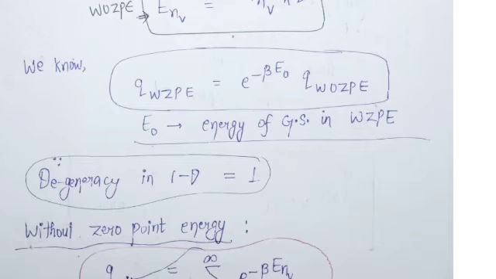Now we know that the degeneracy in a 1D system, as we know for the vibrational states in the one dimensional SHO, the degeneracy was 1, and we are dealing with the 1D SHO where the degeneracy of the energy states is 1.